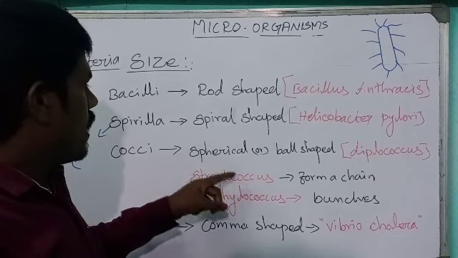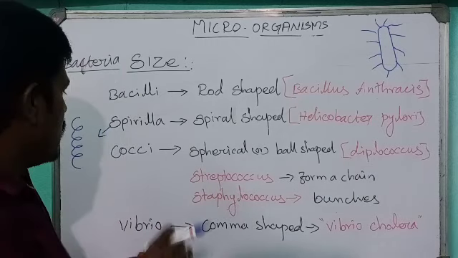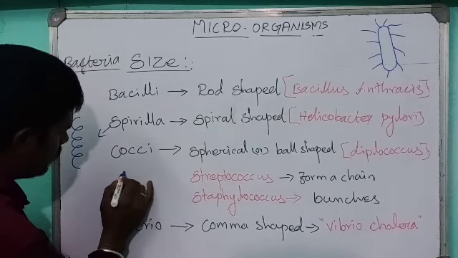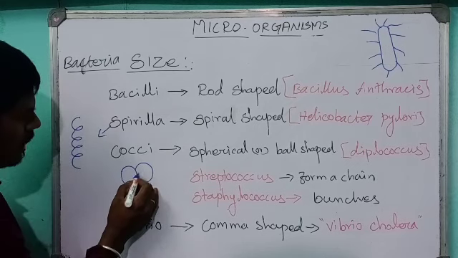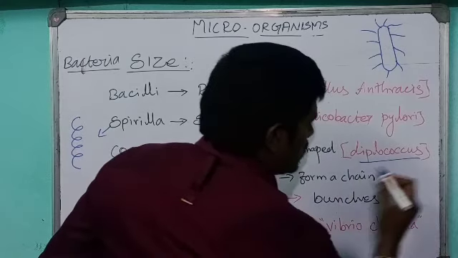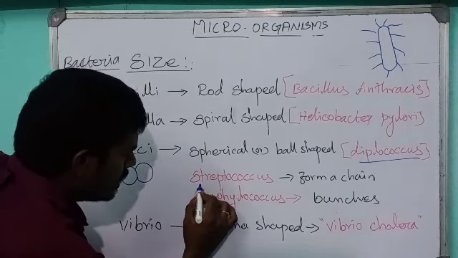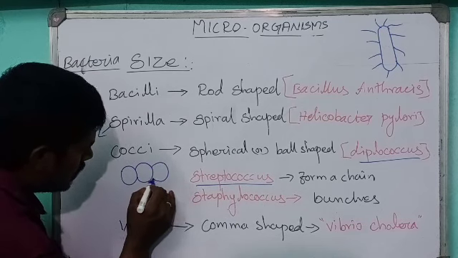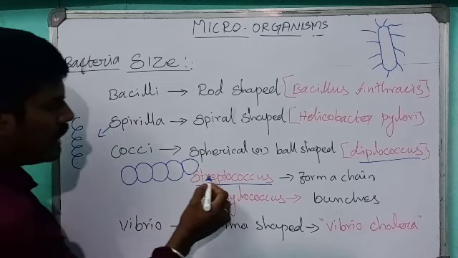The examples of cocci are Diplococcus, Streptococcus, and Staphylococcus. That means cocci are present in spherical or ball shape. Maybe present like this. Ball shaped. Like that, when two ball-like structures join together, that is called Diplococcus. Di means two. And then Streptococcus. Streptococcus means they are arranged together and will form one chain.